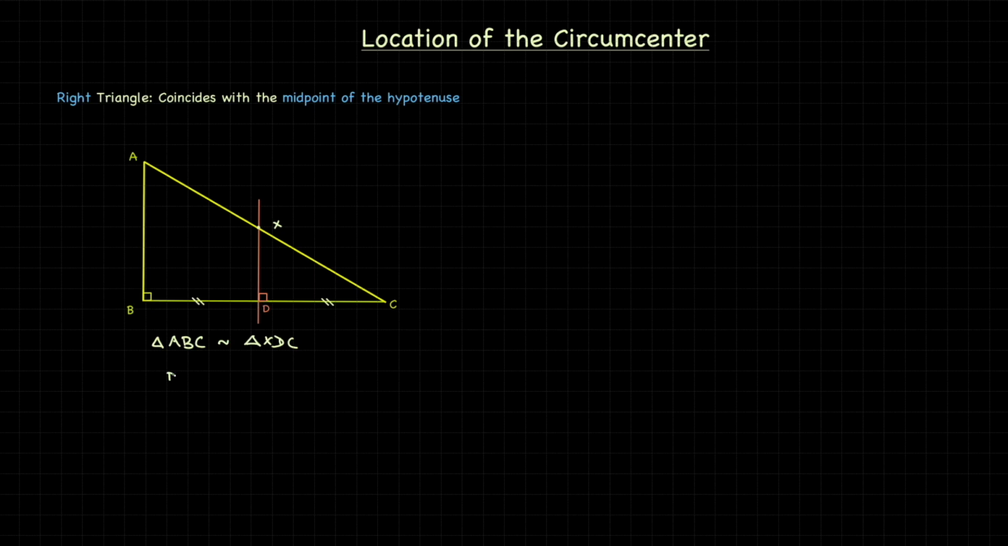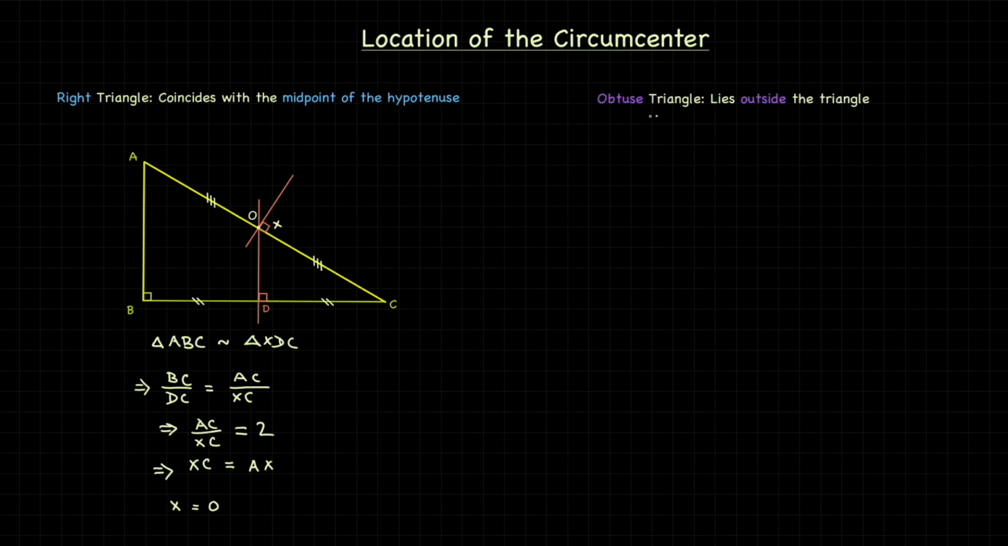This means the ratio BC to DC will be the same as the ratio AC to XC, which implies that AC by XC is 2, or X is the midpoint of AC. So X is the midpoint of AC, and we know the perpendicular bisector of AC has to pass through X. So it means that the circumcenter O is the same as point X, because X is the point where both perpendicular bisectors intersect.